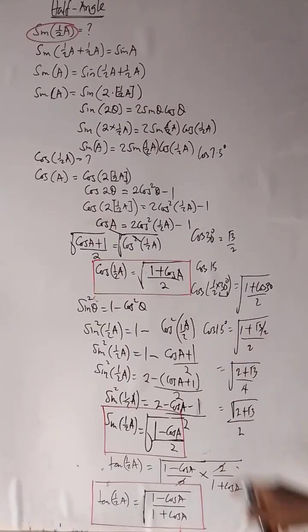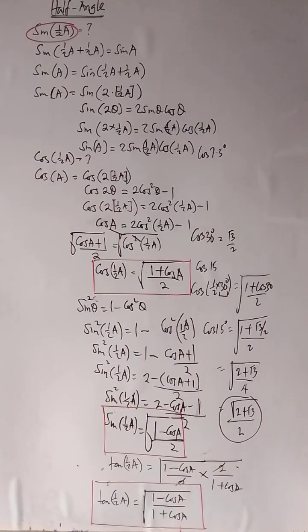7.5 is half of 15. So repeat the same step, since we know the value for this already. So that is the usefulness. So we can get what? The half of any angle we already know.